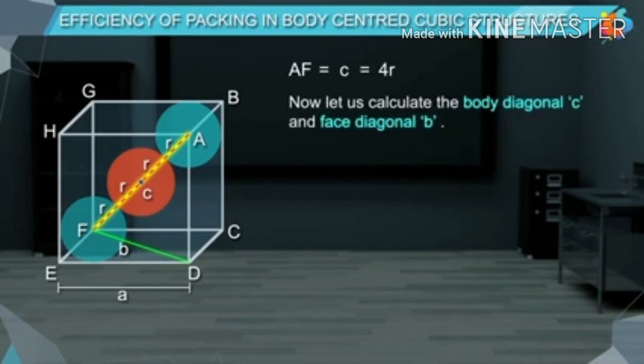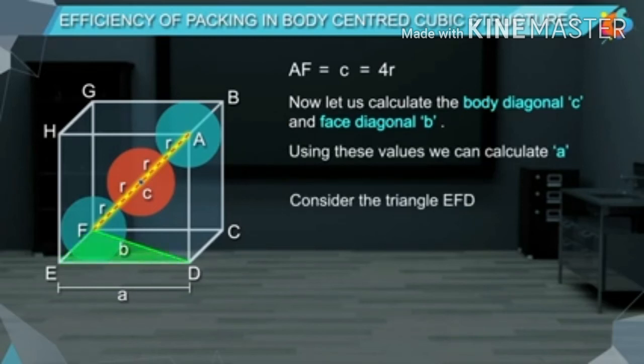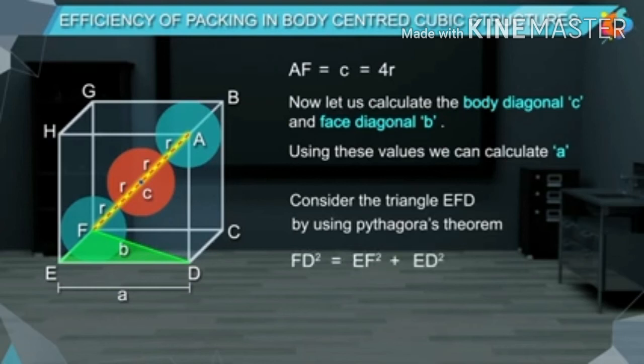Now let us calculate the body diagonal c and face diagonal b. Using these values, we can calculate a. Let us consider the triangle EFD. By using Pythagoras theorem, we have FD square is equal to EF square plus ED square. b square is equal to a square plus a square. b square is equal to 2a square. Therefore, b is equal to square root of 2 a.